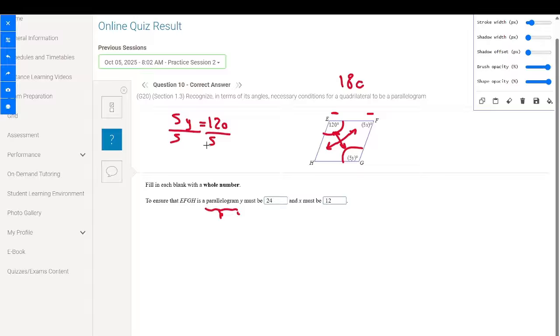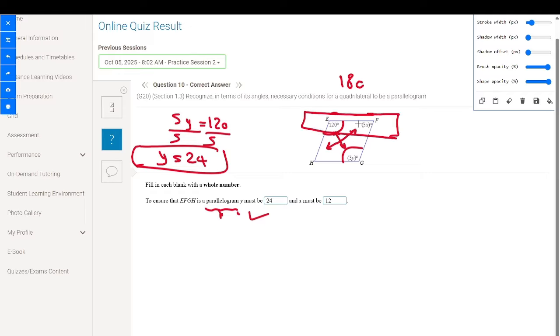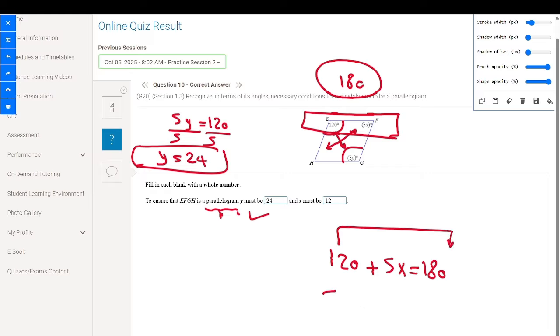So divide by 5, so y will be equal to 24. Now x, for x we have 5x and 120. These are corresponding angles, so it will be equal to supplementary angles. So we have 120 plus 5x will be equal to 180. 120 goes to the other side, so we have 5x will be equal to 60. Divide by 5, so x will be equal to 12.